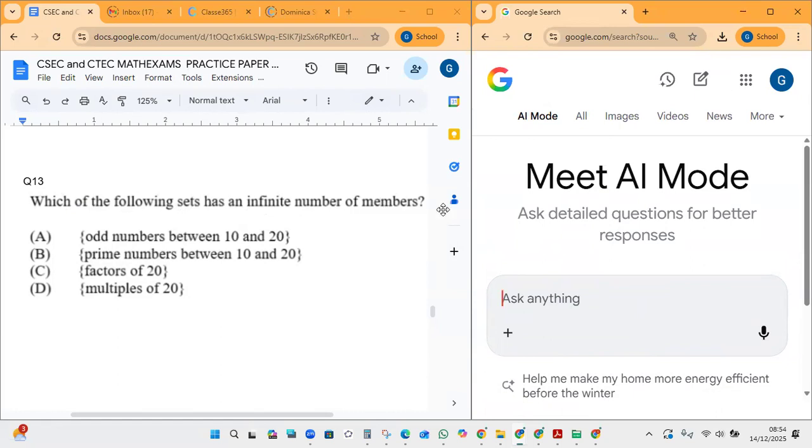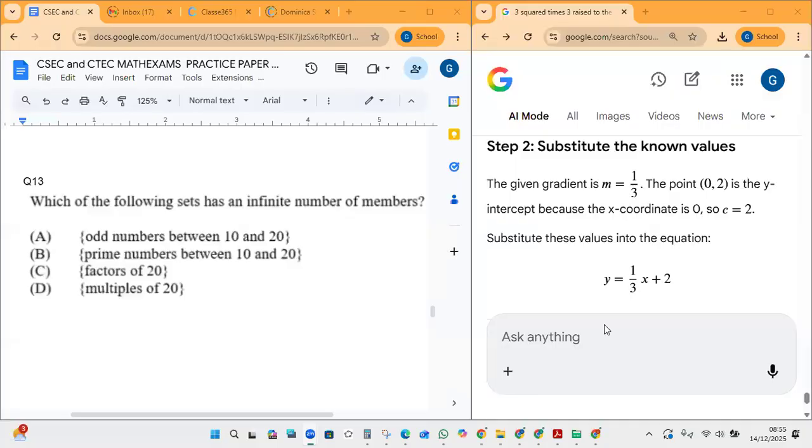So now I'm using a text-based AI, so I need to explain to AI what I'm looking at. So let us see if AI would recognize that I'm looking at a multiple choice and I want to find the correct answer. So I have to type everything. I need to type the entire question here.